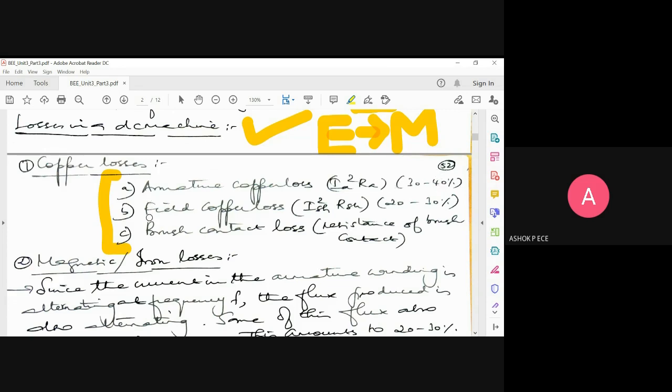The next one is field copper loss. You have field coils, and field coils are made up of copper. When current flows through the field coil, you have field copper loss given by Ish square into Rsh. For the field, we usually use the term Ish, because the field is always in shunt to your armature. So Ish means shunt. Ish square into Rsh is 20 to 30% of the total copper loss.